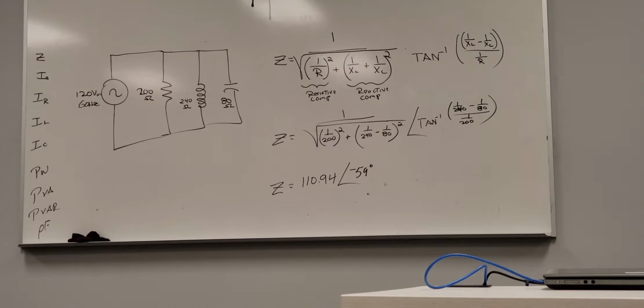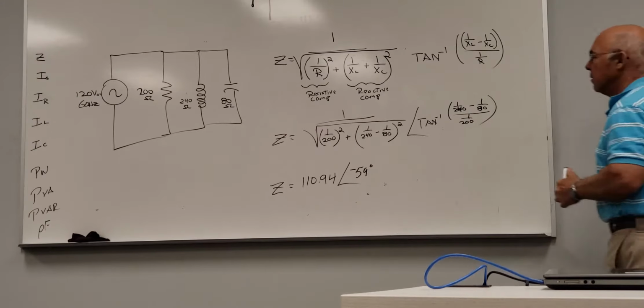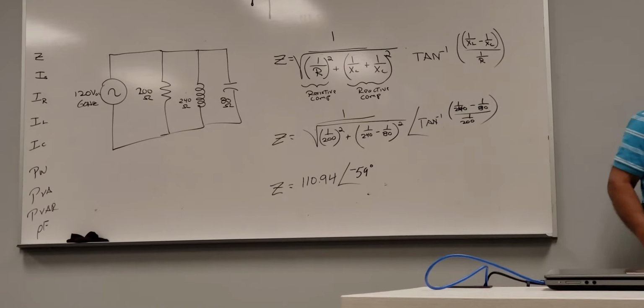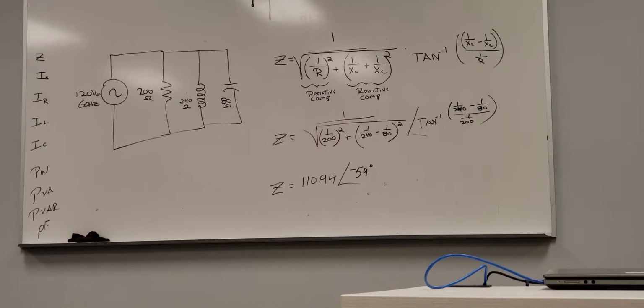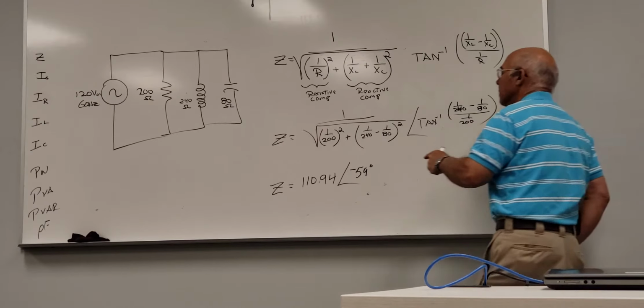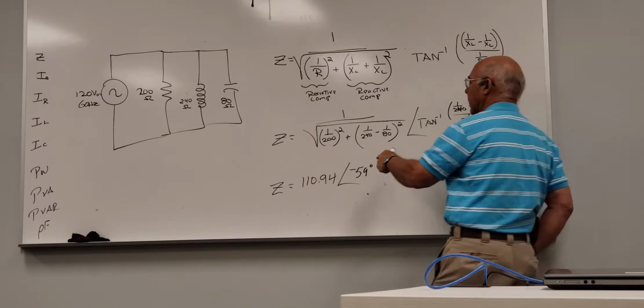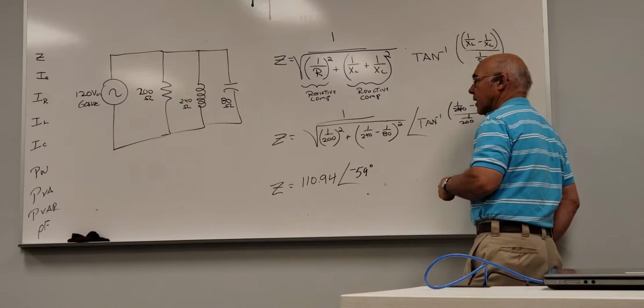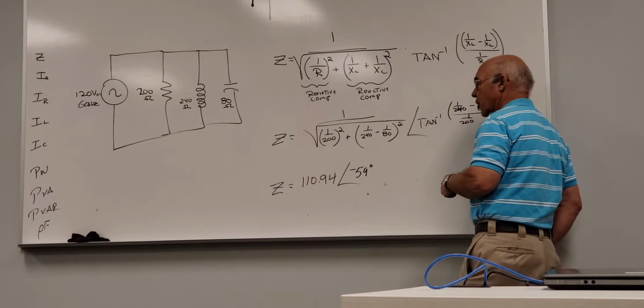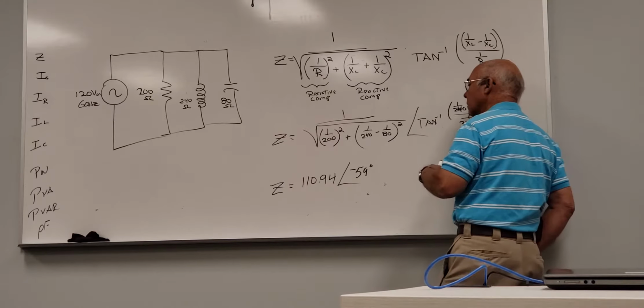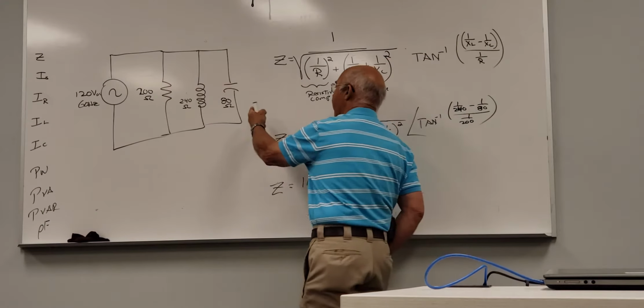Being that the impedance angle is negative, that tells us that the circuit is capacitive. Because when we divide this into the voltage to get the current, we subtract the negative angle, which gives us a positive angle, which is current that is leading, which is capacitive.